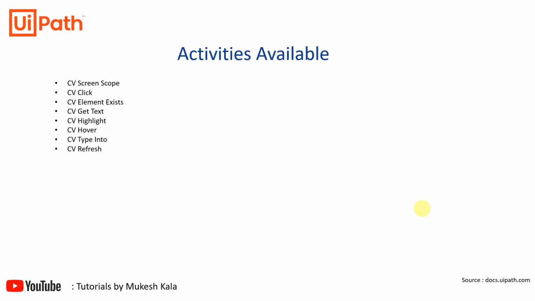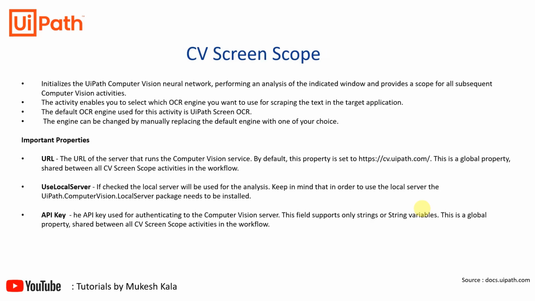These are some of the activities available in UiPath to work with computer vision. The first one is the CV scope, then CV click, element exists, CV get text, highlight, hover, type into, and refresh. Now, before we get started with the CV activities, we first need to configure a scope. For example, if you have experience in Excel automation, we require an Excel application scope. Similarly, to use the CV activities, we require a CV screen scope.